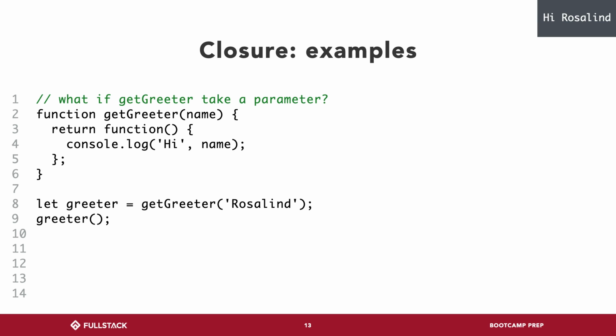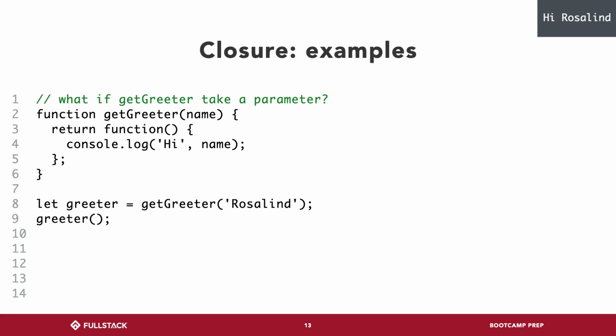Think about it. Let's go through the steps. We're saying let greeter equal getGreeter invoked with nothing. Not Rosalind as here on the screen, but imagine there's nothing. So then getGreeter is invoked. What is name? Name will be undefined, right? If this is undefined, and you return this function, the function's defined here, name is going to be referencing that undefined value. And if you pass in Rosalind here, this function doesn't care about that.